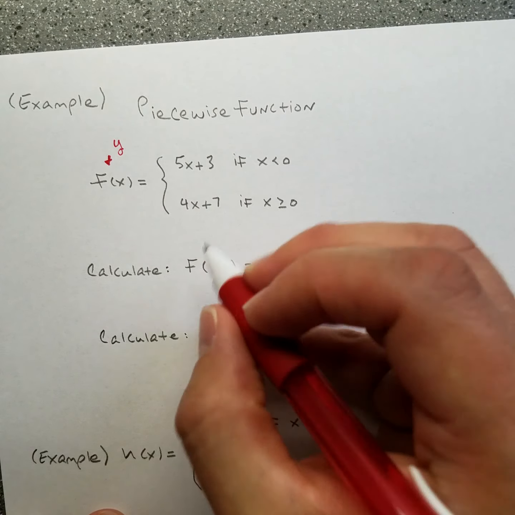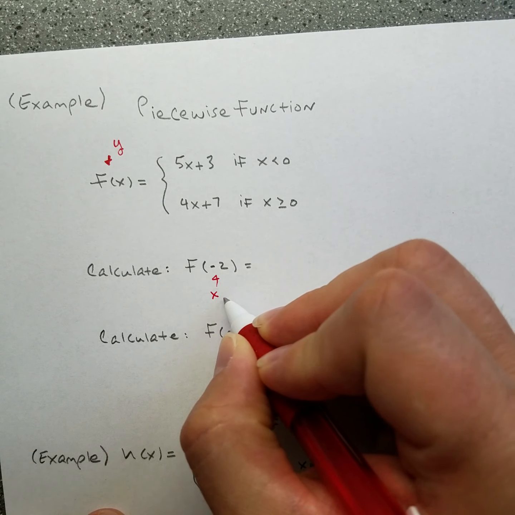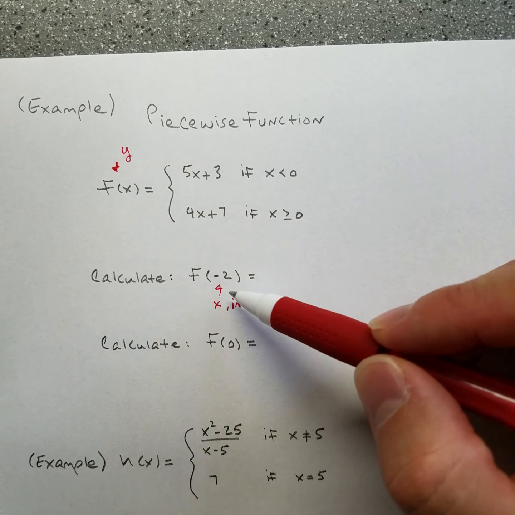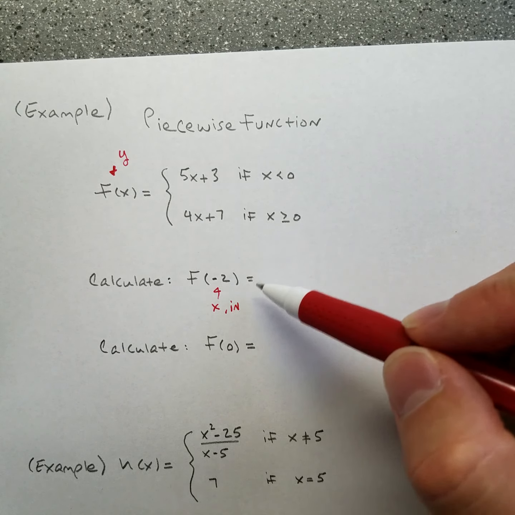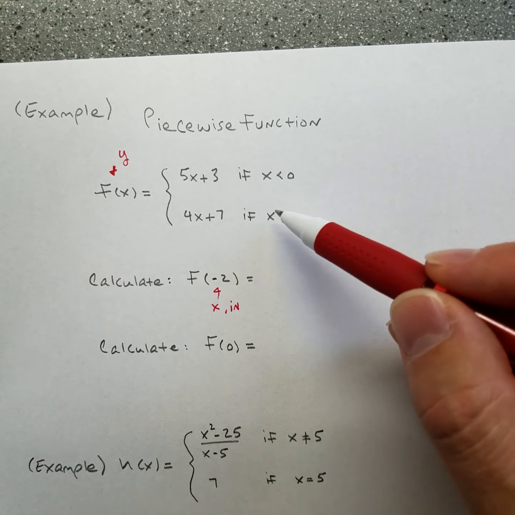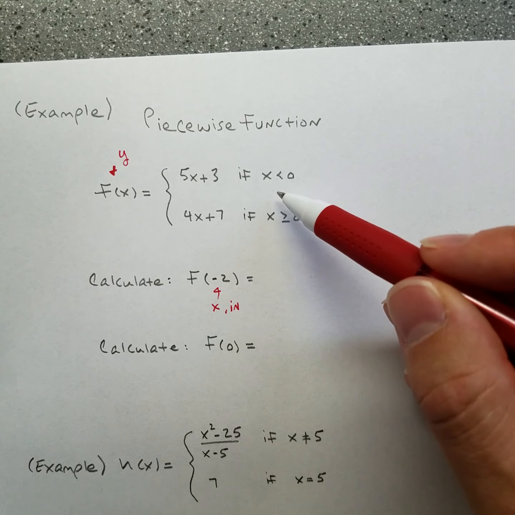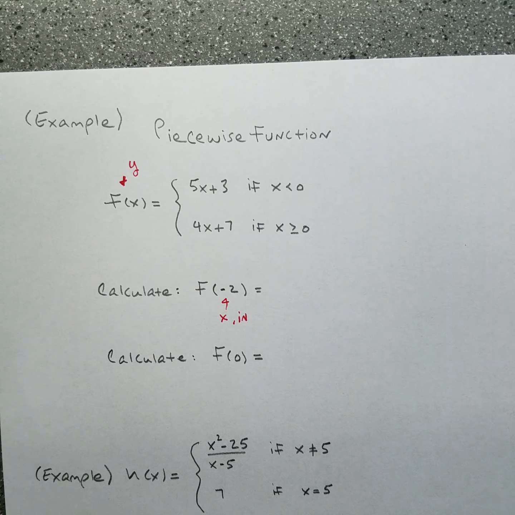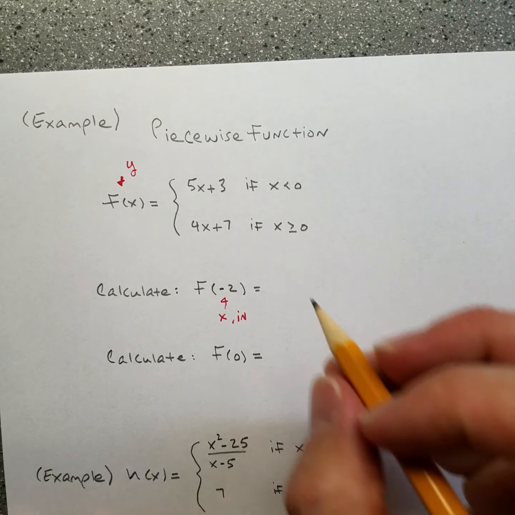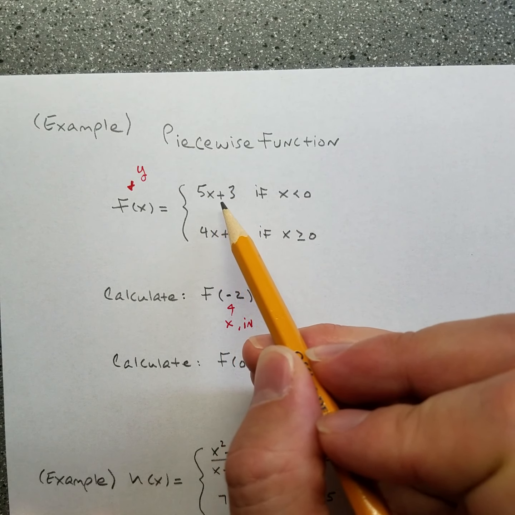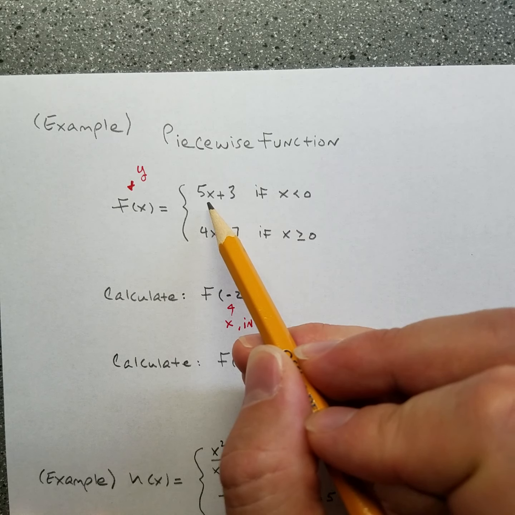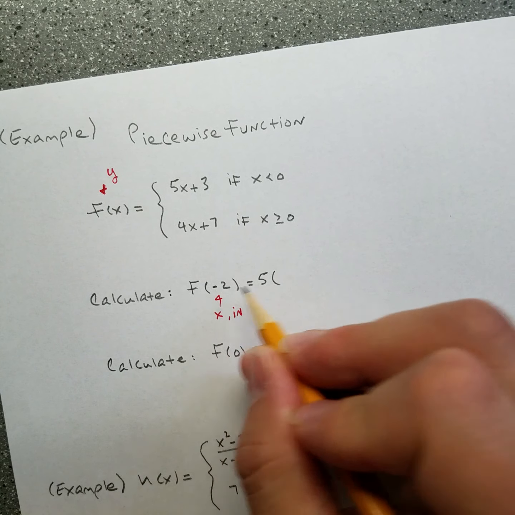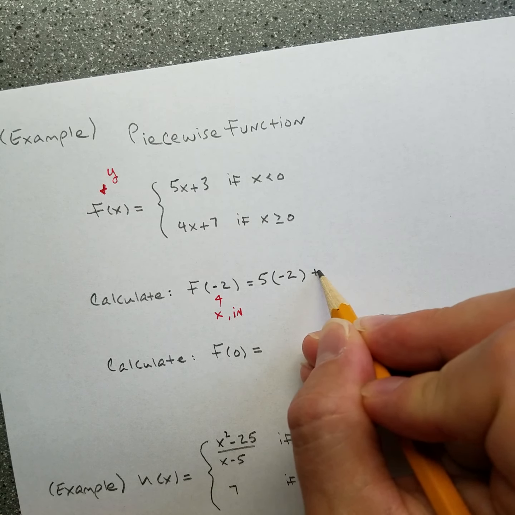But let's see. So what's this saying? It says that I'm going to let x, the input of the function, be negative 2. Which one of these cases does negative 2 for x actually satisfy? Is negative 2 bigger than 0? No. Negative 2 less than 0? Yes. So that's the formula used to calculate your output or your answer or your y, however you want to look at it. So 5x plus 3. 5 times the input plus 3. So I'm going to do 5 times my input, negative 2, plus 3.